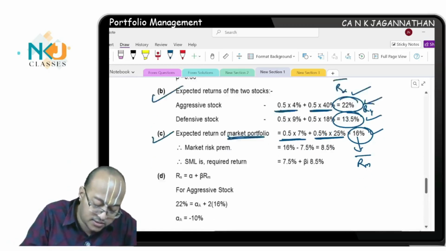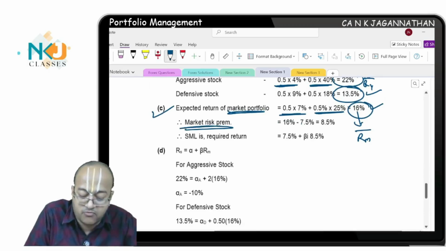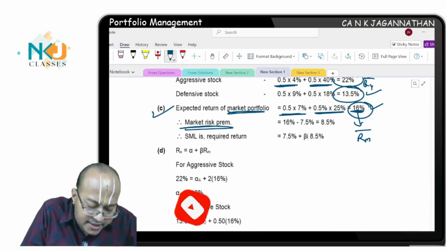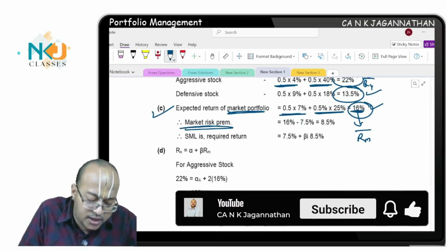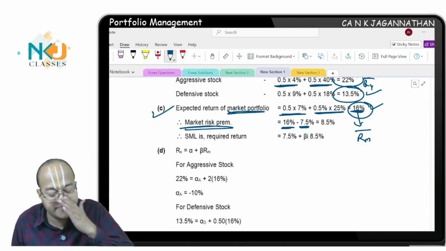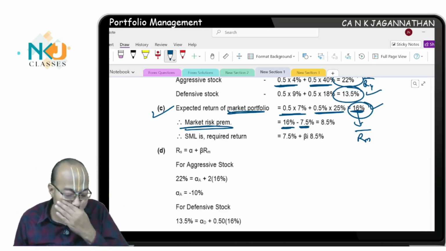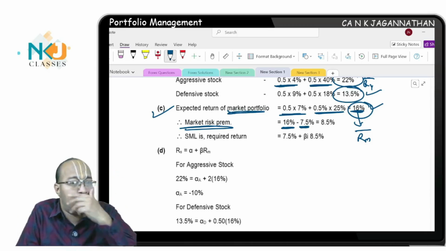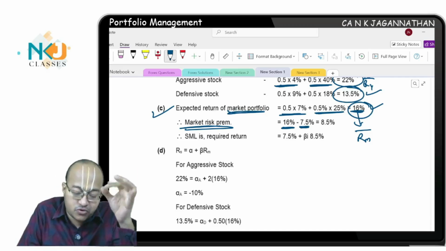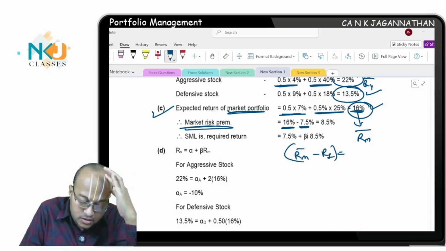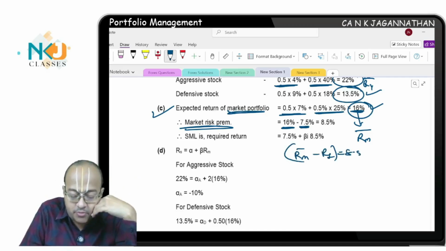Next, the market risk premium. What is the market risk premium? Very simple. 16% is the expected return from the market portfolio, and the market risk premium is the difference: RM bar minus RF, which is 16 minus 7.5%, 8.5%.